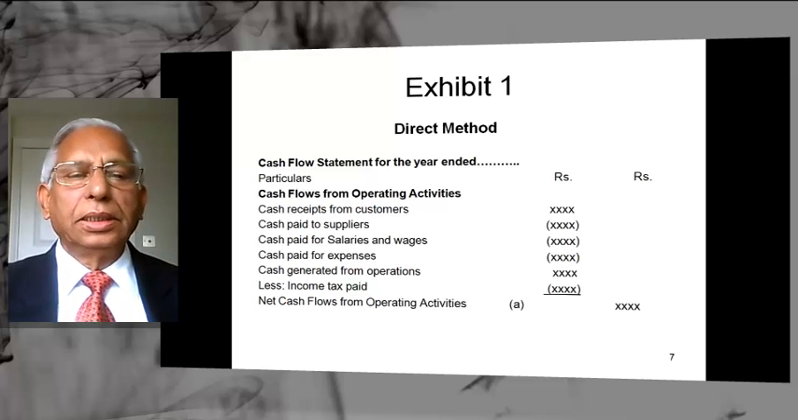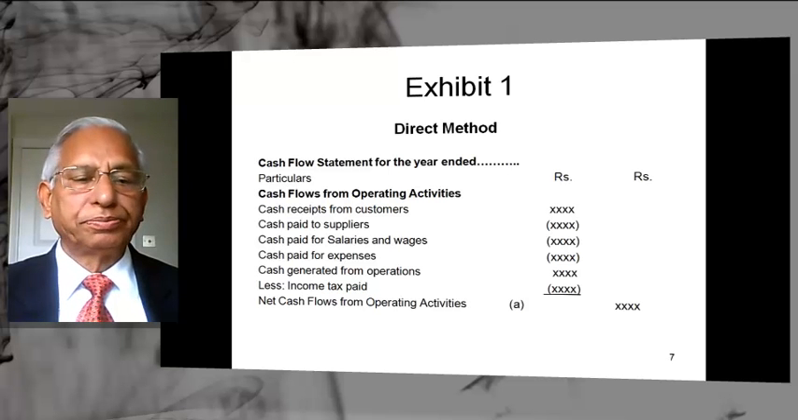Any item resulting in the outflow of cash is shown in bracket. Third item is cash paid for salaries and wages. Next item is cash paid for expenses. Next item is cash generated from operations. Generally we think or presume that there will be a positive figure.